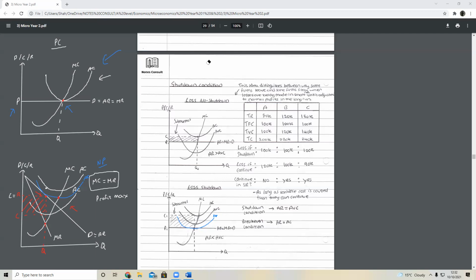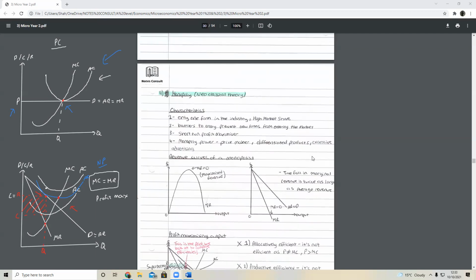But if your average variable cost looks like this, then you're still able to actually cover your cost, right? Because your average revenue is equal to your average variable cost. So you're still able to cover your average variable cost, so you can still continue producing. So this firm would actually continue producing still, if it was tangent. Okay, good.